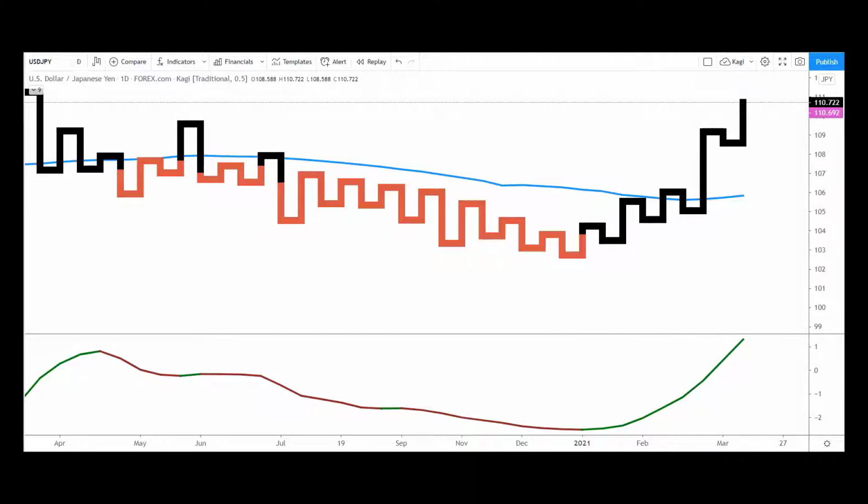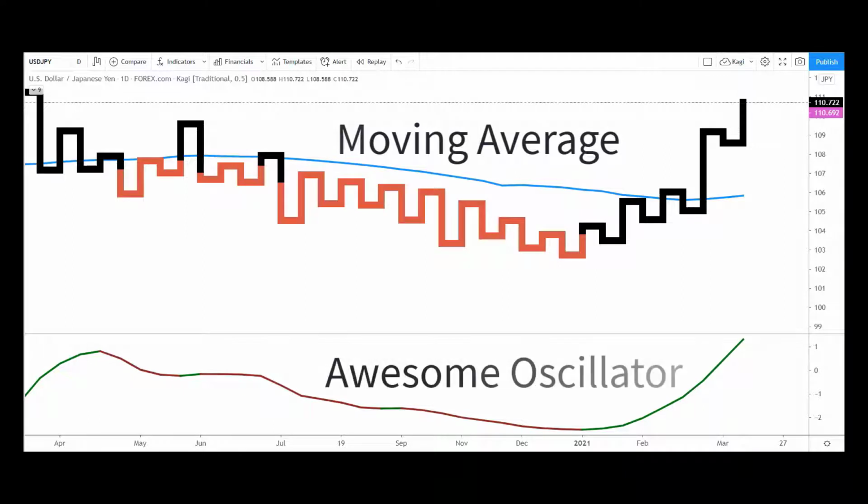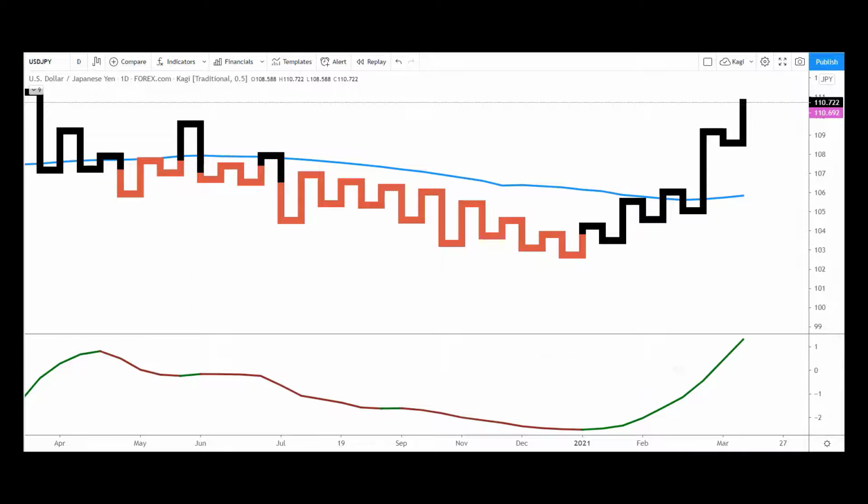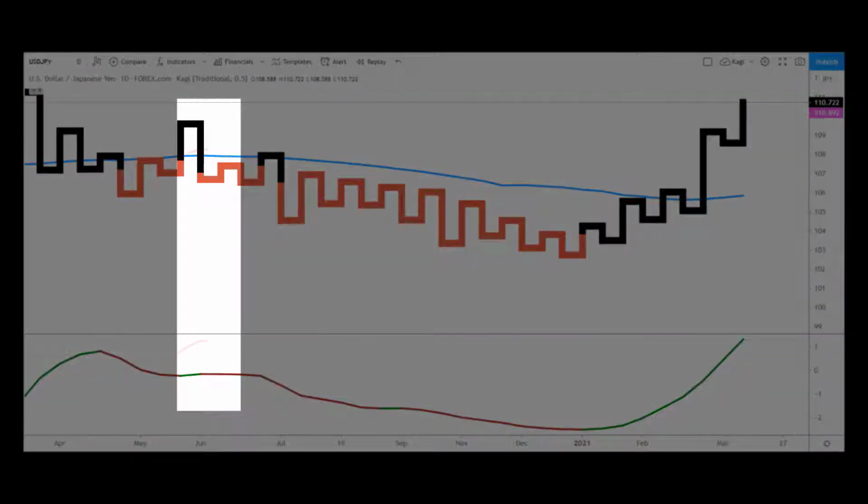Here I've just added on a blue line, which is a moving average. I think that's a 30 period, and below the awesome oscillator. And in this setup on the 1 day USD JPY with a line size of 0.5, that gives me two obvious signals. The first one is a sell signal, and we're using the moving average and the awesome oscillator to get us in combination with the Kagi data.